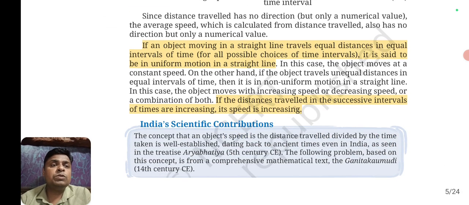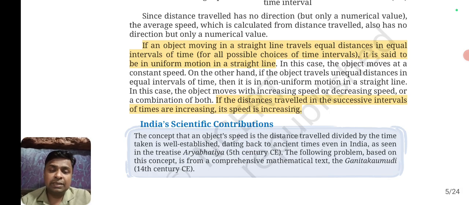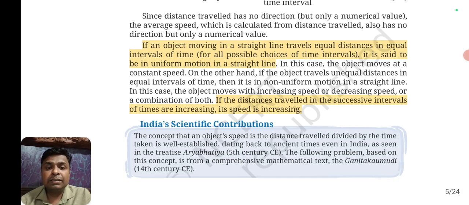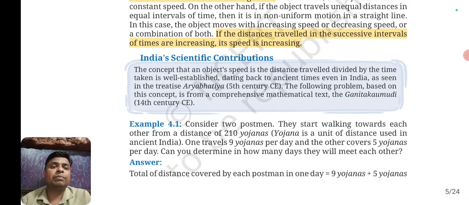In this case the object moves at a constant speed. On the other hand, if the object travels unequal distance in equal intervals of time, we say that it is not in uniform motion, it is non-uniform motion. If the distance traveled in successive intervals of time increases, its speed is increasing. Okay, you go faster, your speed increases, you will cover more distance in the same amount of time. Try to understand this.